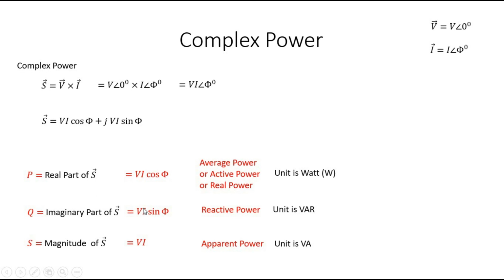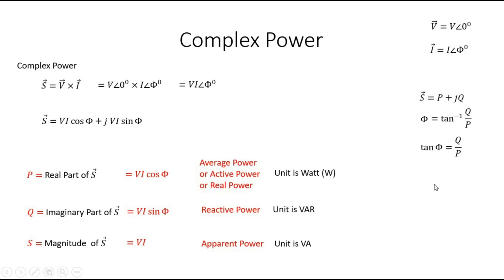Okay, again, so we have S is actually a complex number with real part and imaginary part. Real part is P and imaginary part is Q. So we can write S equal to P plus jQ. If you are finding the angle, the angle of S is phi. From this we can find the angle as tan inverse Q by P. So phi is equal to tan inverse Q by P, or tan phi equal to Q by P.